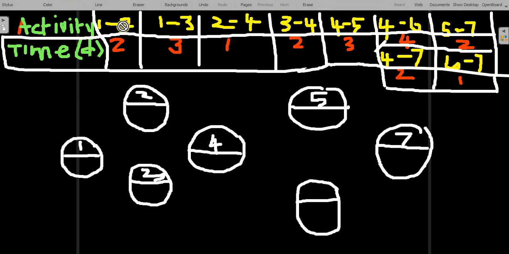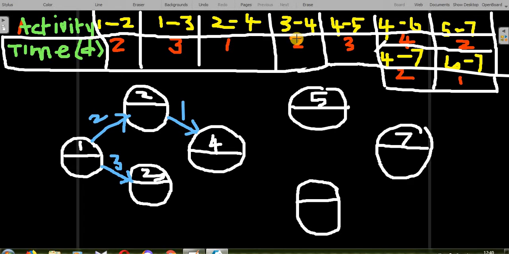Now 1 is connected to 2, so what is the time? 2 days. The 2 days I am writing here. Now the first event is connected to the third event. What is the time taken for that particular activity? 3 days. So 3 days I am writing here. Next, the second event is connected to the fourth event. What is the time? 1 day given.